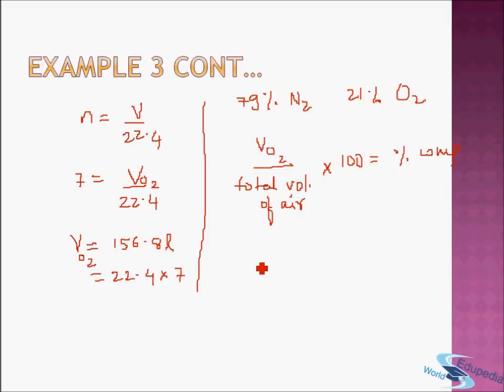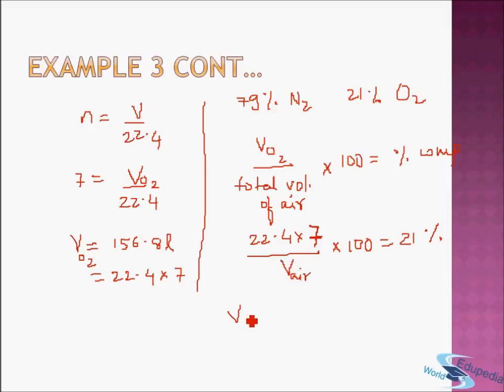So here the volume of oxygen is 22.4 into 7. The total volume of air is what I have to calculate. My final answer is the volume of air; this has been asked in the question. Volume of oxygen divided by volume of air required, multiplied by 100, is equal to the percentage composition of oxygen. What is the percentage composition of oxygen? 21%. In the air given in the question, the percentage composition of oxygen is 21. So the right-hand side is already given to us. What we have to calculate is the volume of air.